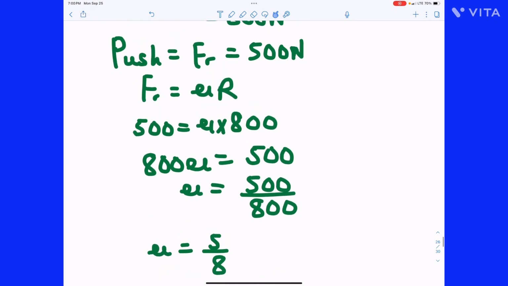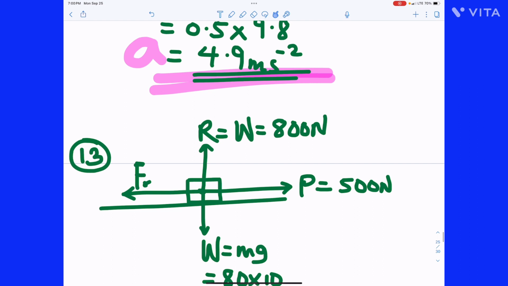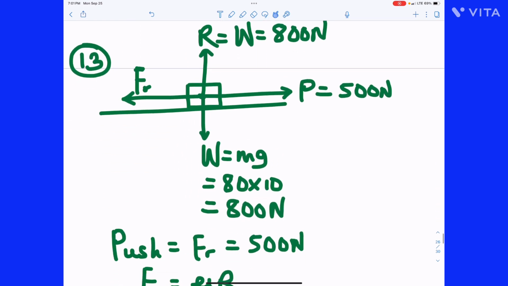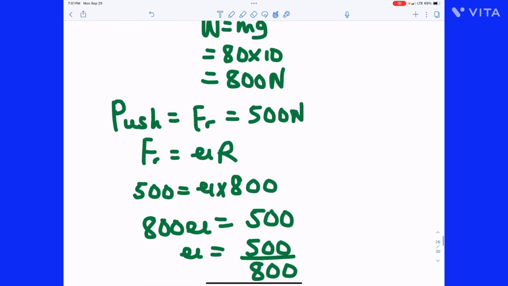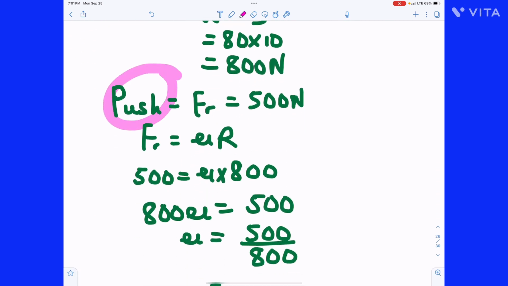The coefficient of friction will be 500 over 800. The question says a box is pulled with a force of 500 newtons. If the mass of the box is 80 kilograms, calculate the coefficient of friction between the box and the rough surface. So if the box just moves, it means the push just equaled the frictional force. And the push is said to be 500 newtons. So that means the frictional force too is 500 newtons.